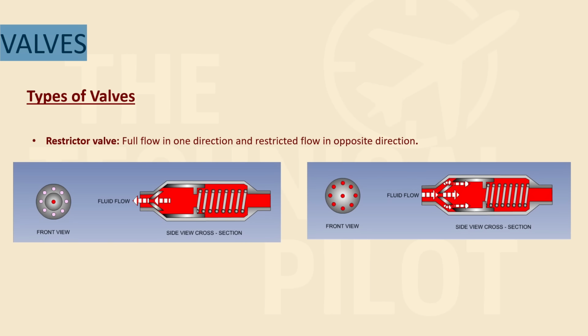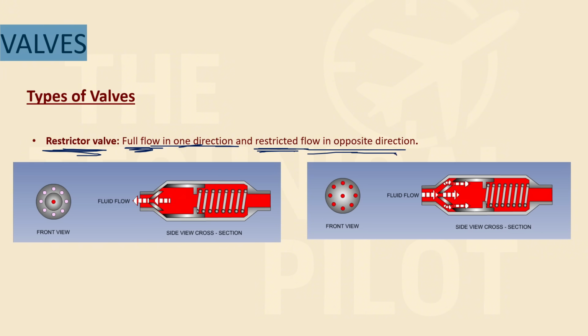Then there is the restrictor valve. As the name suggests, it restricts the flow of fluid, meaning it restricts the flow but does not stop it completely. It will have full flow in one direction, but it will allow restricted flow in the opposite direction. It will allow some fluid to flow through in the opposite direction.